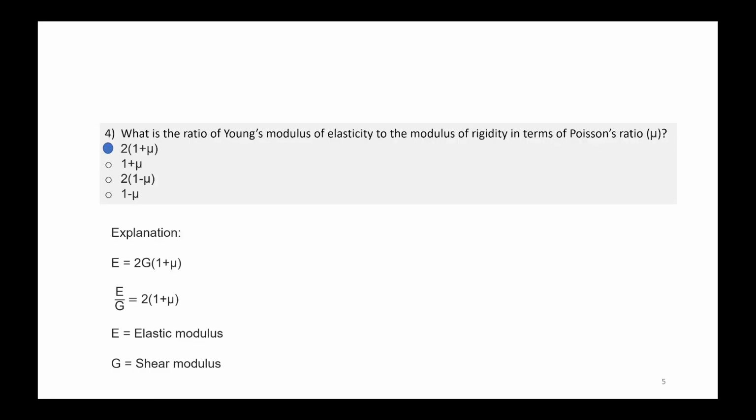In this case you have to tell the ratio of Young's modulus of elasticity to the modulus of rigidity in terms of Poisson's ratio. So this is your relation: E by G will be 2 times (1 plus mu).